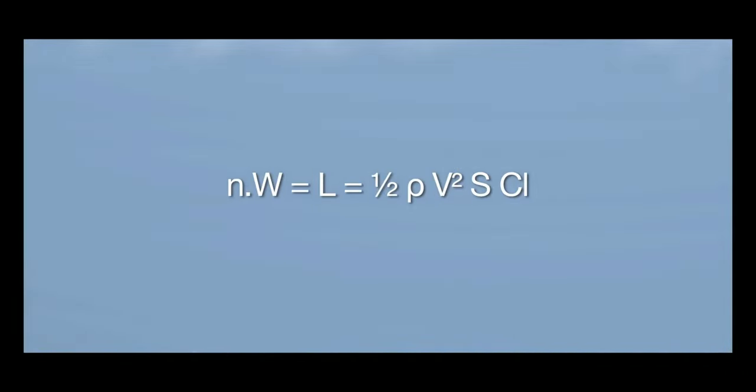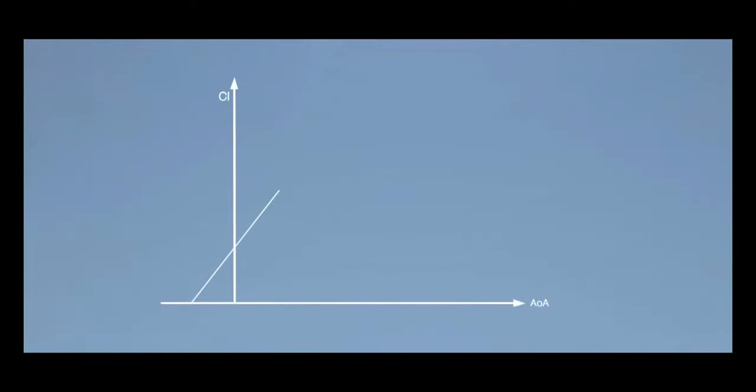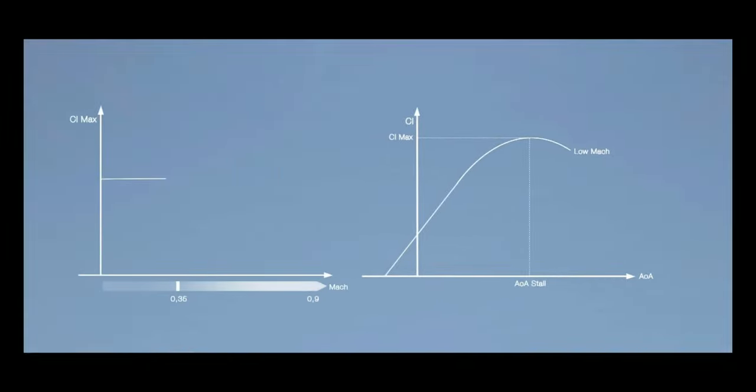Let's see how the CL max varies with the Mach. Remember the general lift equation, N times W equals L equals 1/2 rho V squared S CL. Expressed in Mach condition, it becomes N times W equals L equals 0.7 P Mach squared S CL. At a low Mach number for a given configuration, a wing stalls at a given angle of attack. Beyond a given Mach number, order of magnitude Mach 0.35, any Mach number increase has two consequences. The angle of attack at which the wing stalls decreases. The maximum lift coefficient, which is obtained at stall angle of attack, decreases as well.